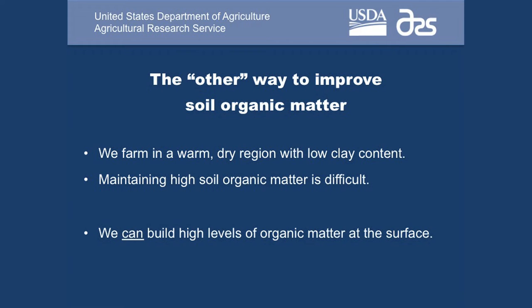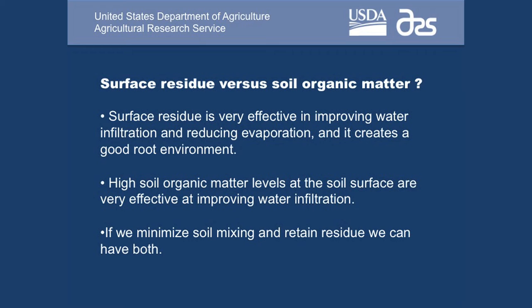So what's the other way to improve soil organic matter? Well, if you're just talking about the performance of the soil, the surface of the soil is where the real action is. That's where the roots want to be. That's where the crusting would occur. That's where we need to get the water past the surface. So we can build high levels of organic matter at the surface, even if we can't build higher organic matter totals overall. So that leaves us talking about surface residue.